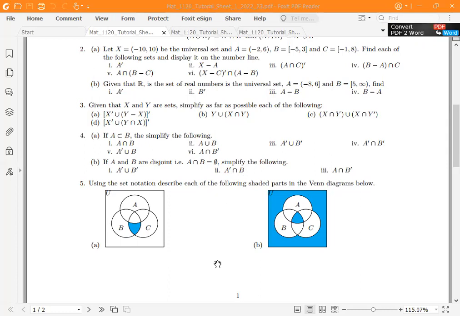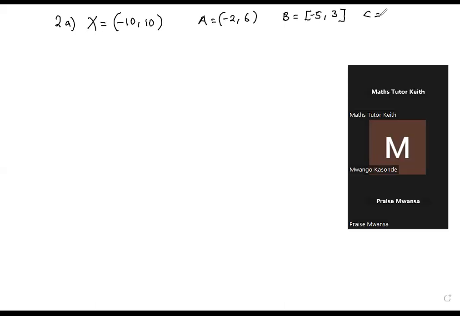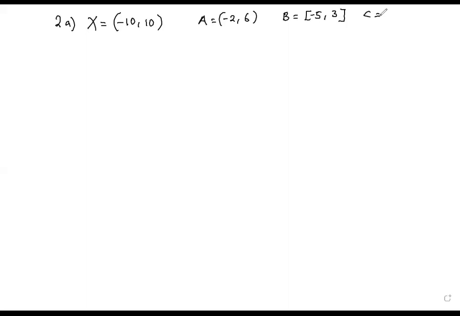So question 2 says, let X be equal to negative 10 to 10, none of them included, and let A be equal to negative 2 to 6, none of them included, B be equal to negative 5 to 3, both of them included, and C be equal to negative 1 included to 8, none included.